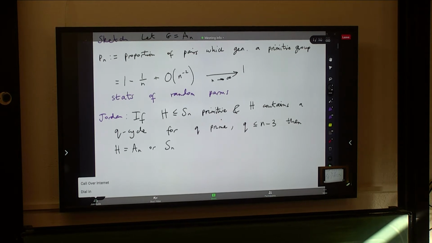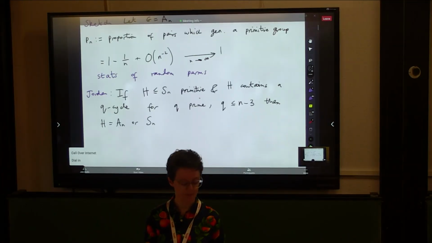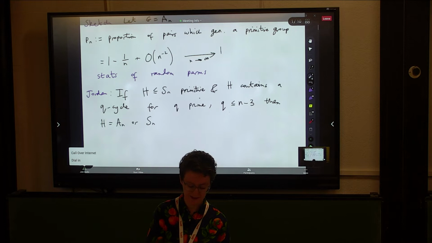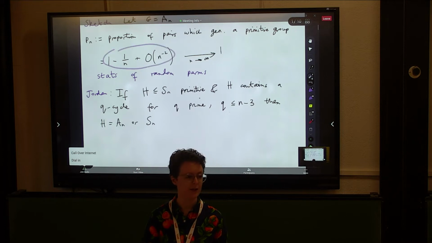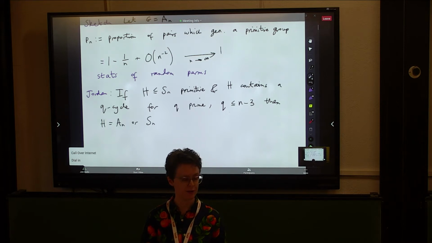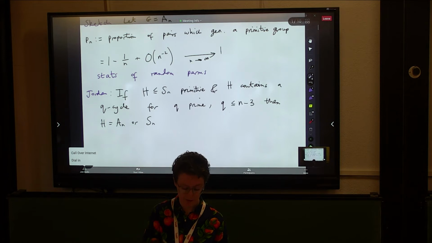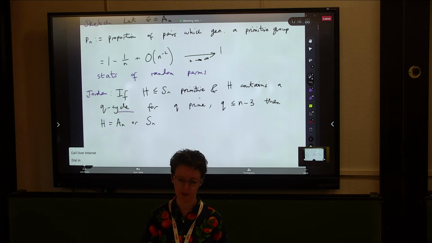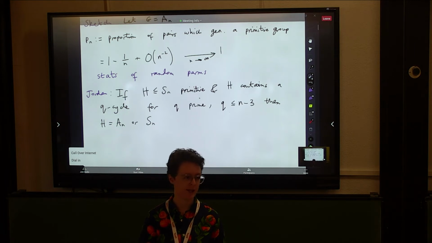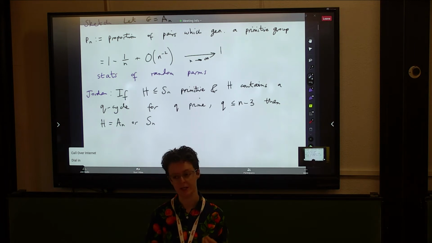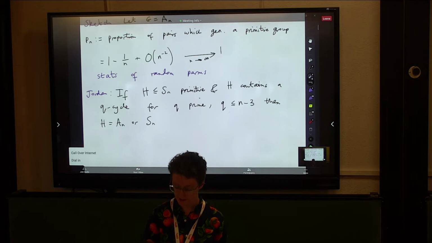So what I'm going to do is I'm going to say, okay, I'm picking 2 random elements in my group, then with high probability, this probability, they generate something which is primitive. So now I basically have a primitive group H. So now I would like to look for a Q cycle in my group H, and then I'll know it's A_n or S_n. It's already in A_n, so it's A_n. That's the idea.